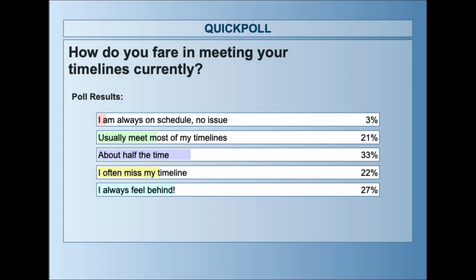All right, so it seems mostly clustered around about half the time versus I often miss my timeline. Not abnormal. And it's good to know, because I think the structure of what we're about to present can definitely be helpful in this situation. Paras, any comments?